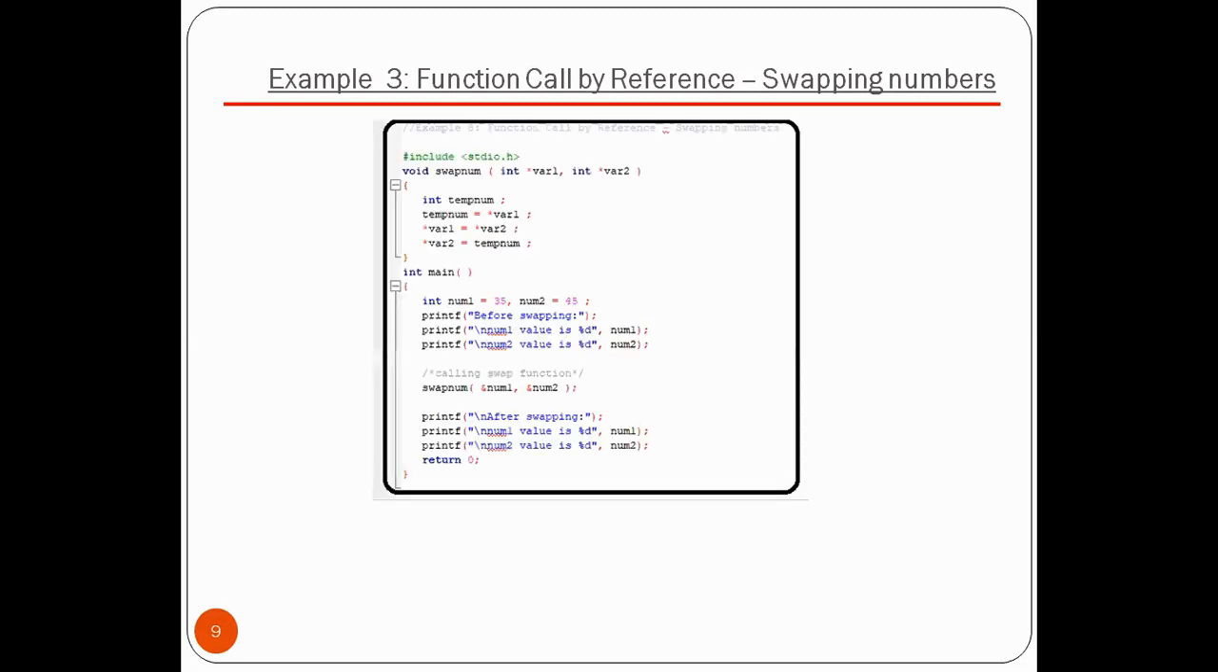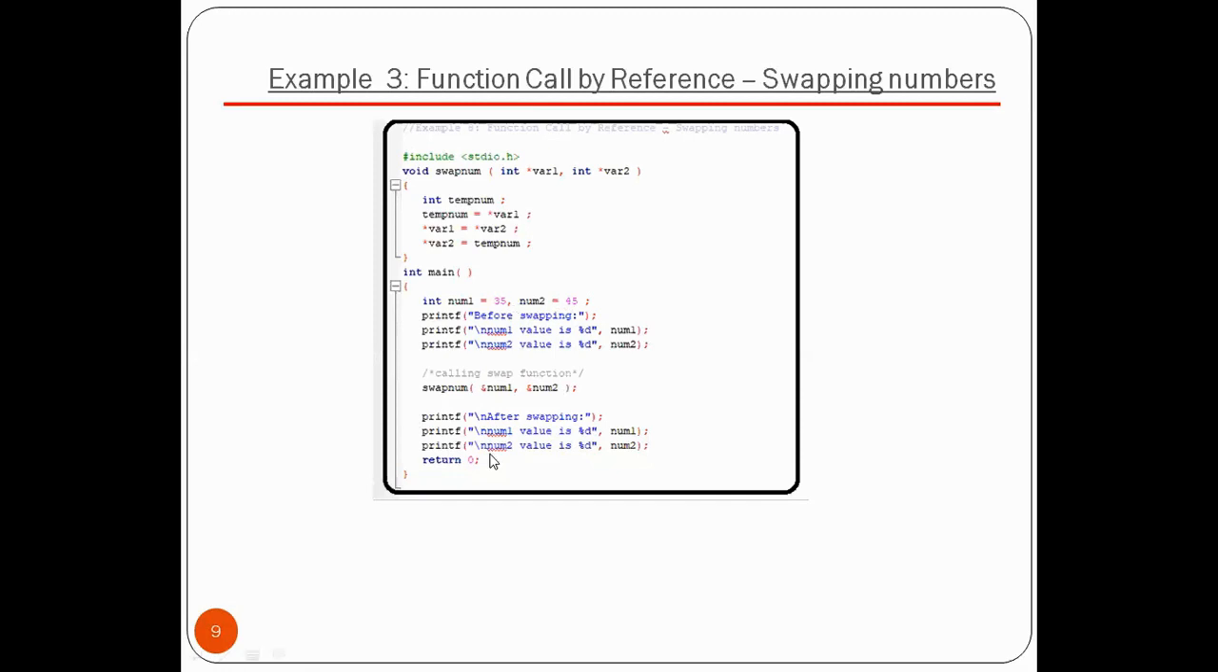So what is happening over here? We have the main function, two variables, num1 and num2, with values 35 and 45. So we are printing before swapping: num1 value is num1 and num2 is num2. Okay? We are printing it before swapping. Then we are calling the function and passing the addresses of num1 and num2. This is how we call a function by reference.